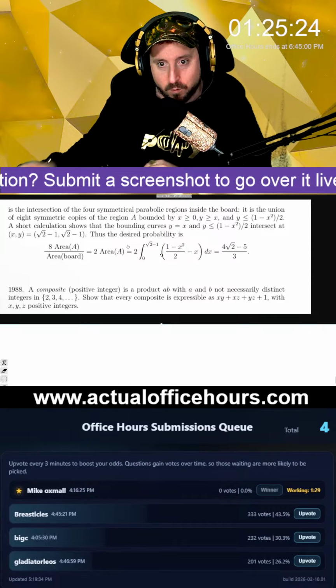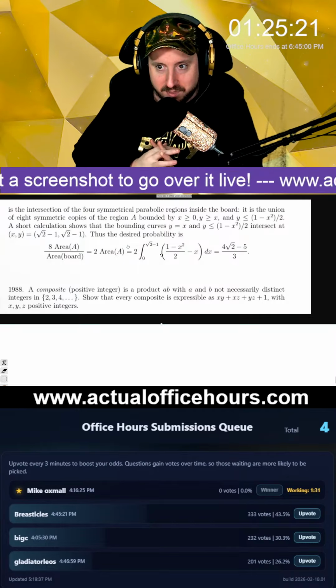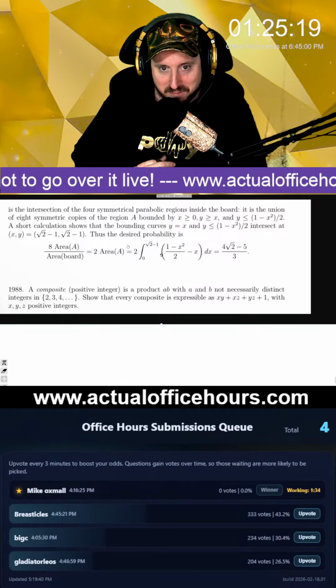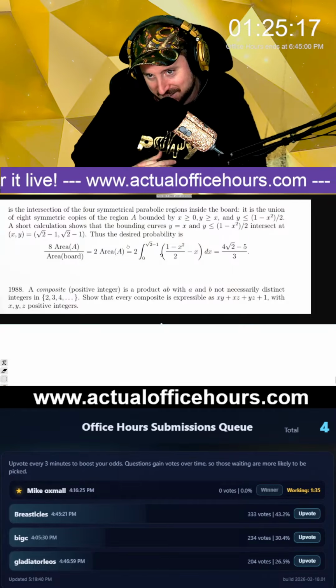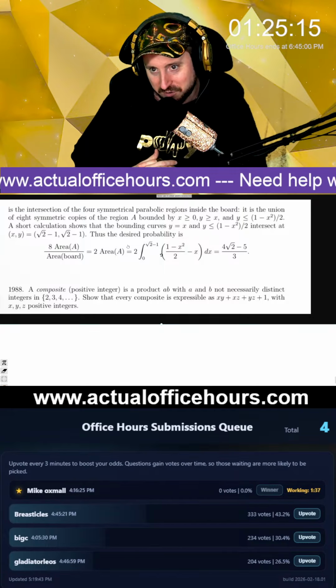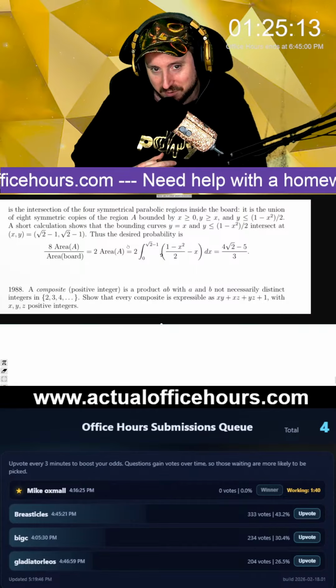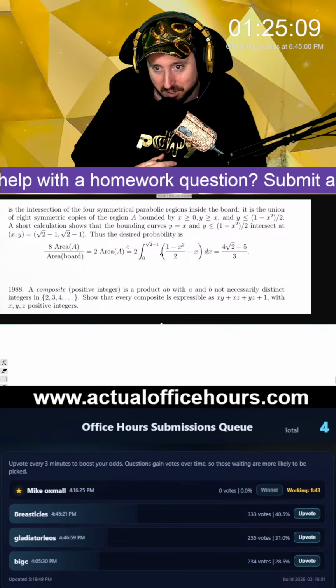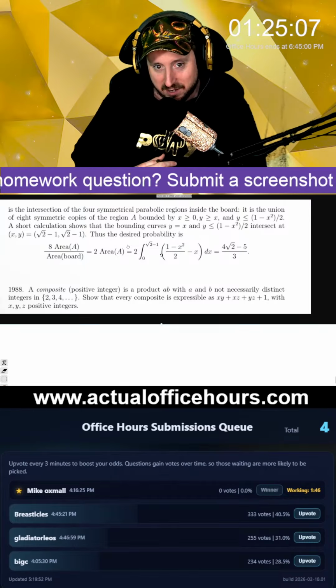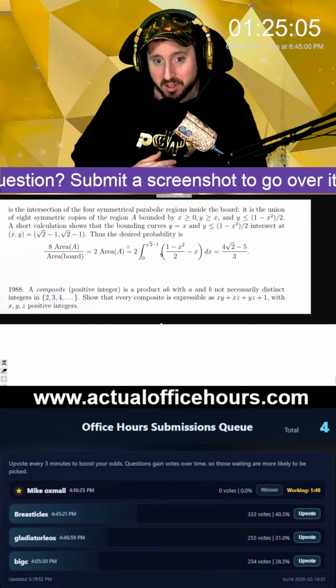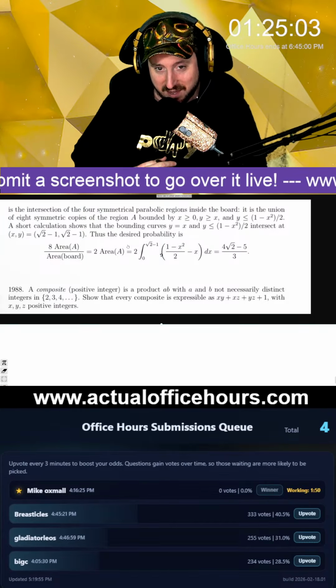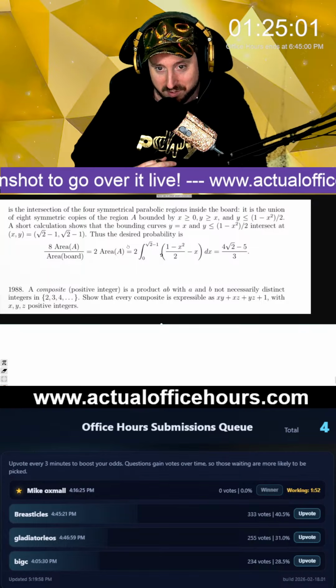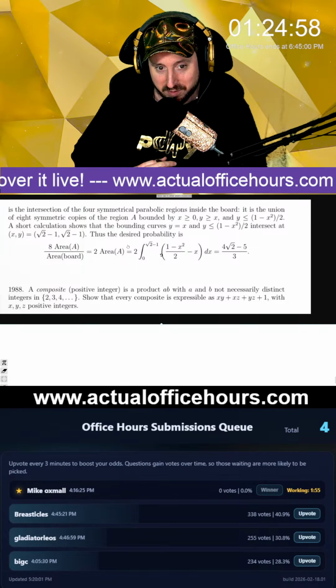The intersection of 4 symmetrical parabolic regions inside the board. It is the union of 8 symmetric copies of region A bounded by x is greater than or equal to 0, y is greater than or equal to x, and y is less than 1 minus x squared over 2. A short calculation shows the bounding curves y equals x and the parabola intersect there. Thus, the desired probability is 8 times the area of A over the area of the board, which is equal to 2 times the area of A.